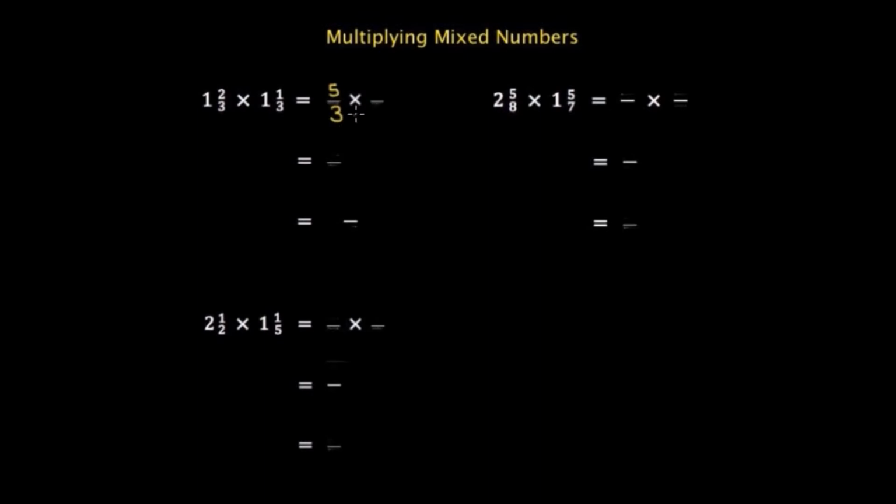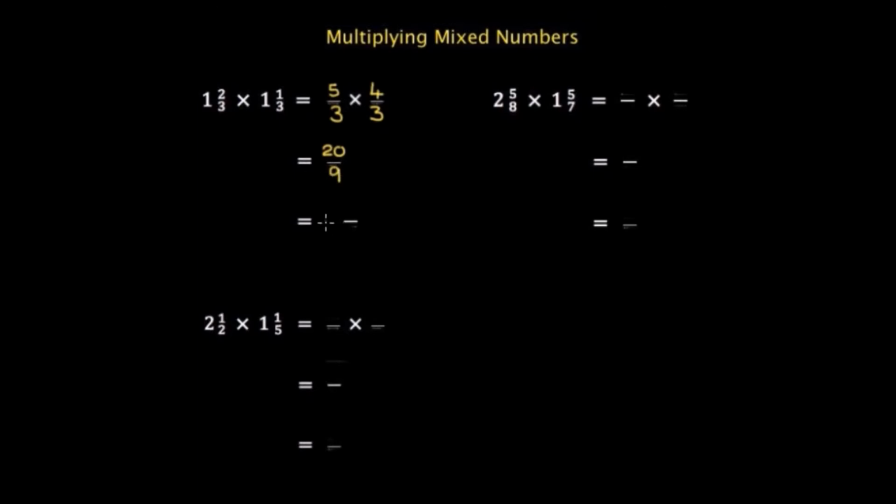Similarly with the 1 1/3. 1 times 3 is 3, and we add the 1 that's already there, we get 4, and that's also over 3. There's nothing that will cancel in these two fractions, so we simply multiply the top, we get 20, and the bottom we get 9.